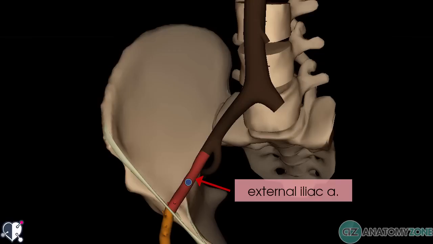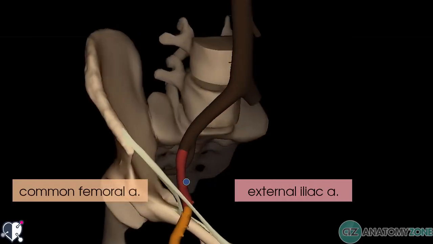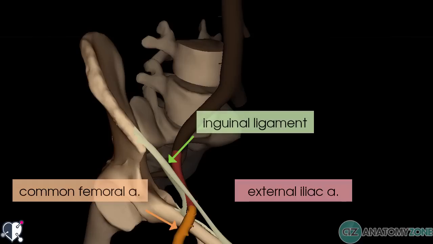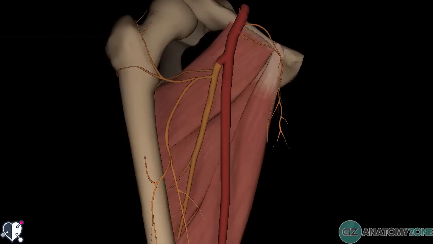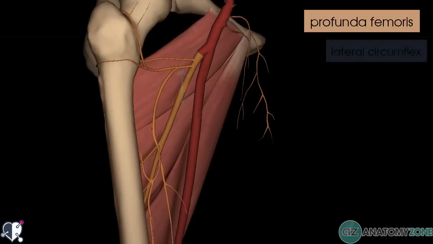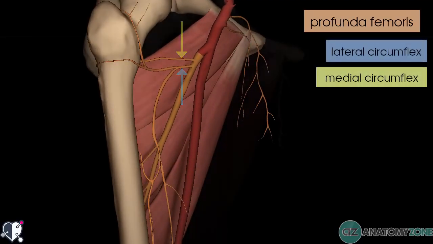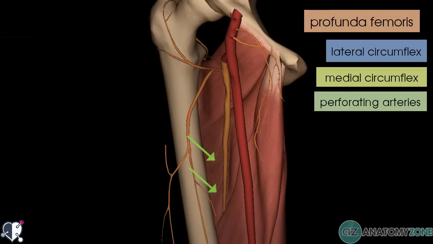So coming back to the external iliac artery, this artery becomes the common femoral artery as it crosses under the inguinal ligament to enter the femoral triangle. The common femoral artery then gives off a deep branch known as the profunda femoris artery. This is known as the deep femoral artery, and it has two main branches: the lateral circumflex artery and the medial circumflex artery. And then the profunda femoris terminates as perforating branches, which are known as perforating branches because they perforate the adductor magnus muscle.